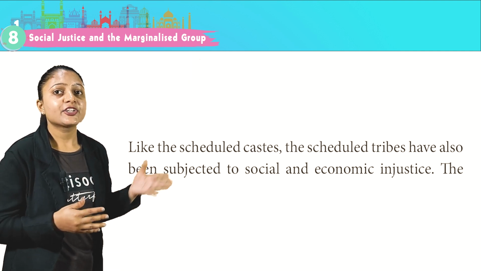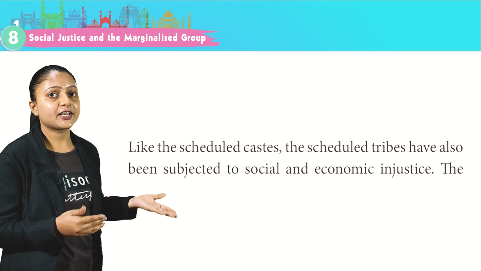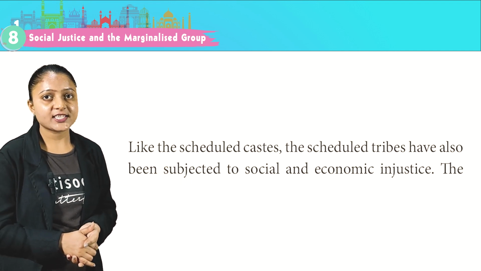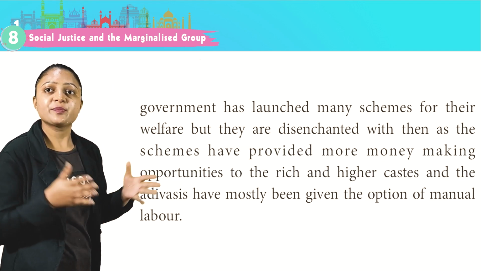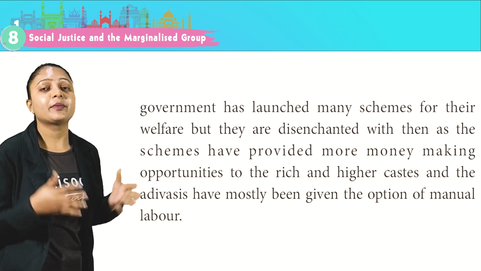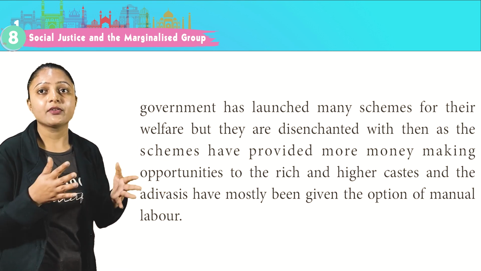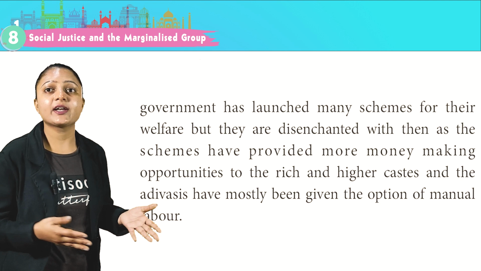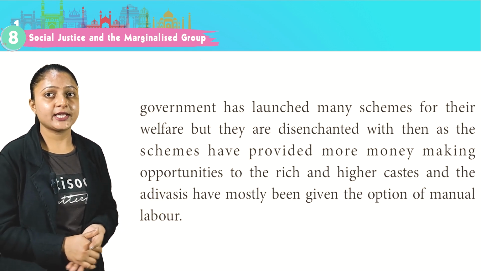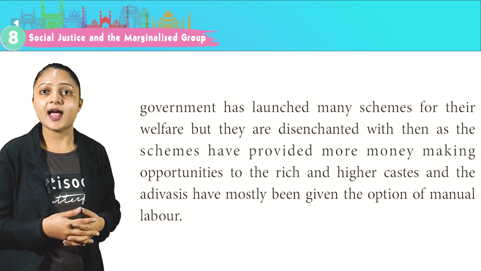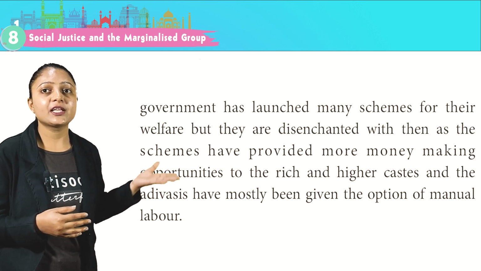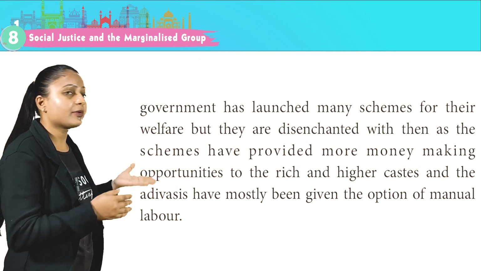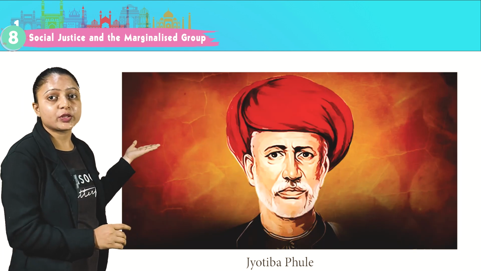Like the scheduled caste, scheduled tribes have also been subjected to social and economic injustice. The government has launched many schemes for their welfare, but they are disenchanted with them as the schemes have provided more money-making opportunities to the rich and higher caste, and the Adivasis have mostly been given the option of manual labor. This is the image of Jyotiba Phule.